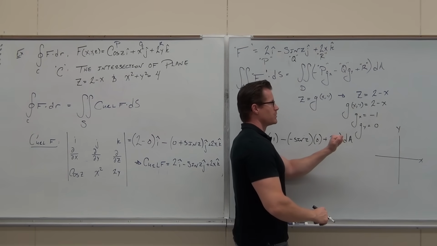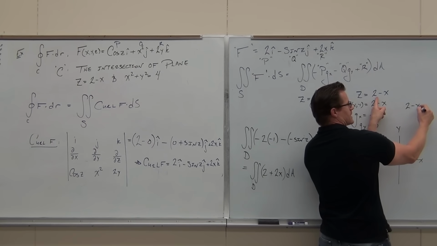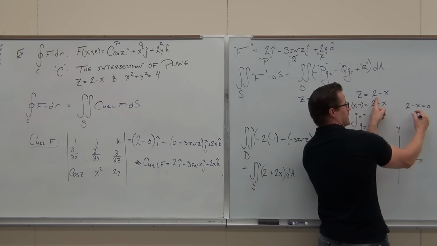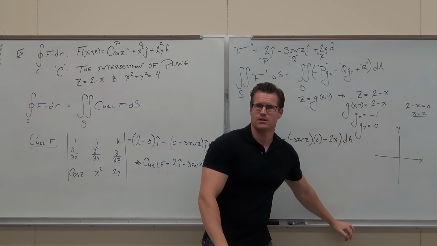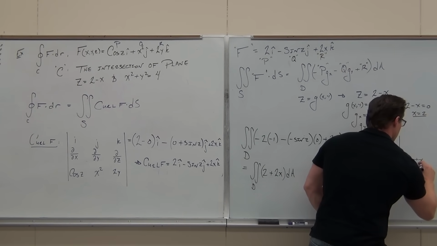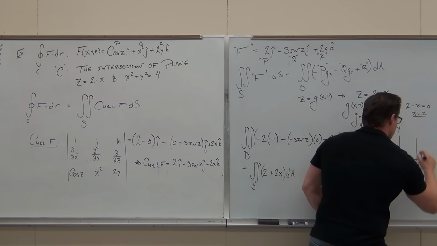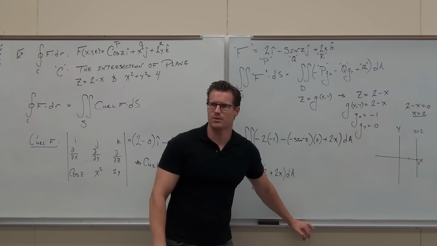So if z equals 0, then 2 minus x equals 0, and x equals 2. Can you draw that on the xy plane? If we're on the xy plane, z is 0, man. So we got 2. Head nod if you're okay with that one.